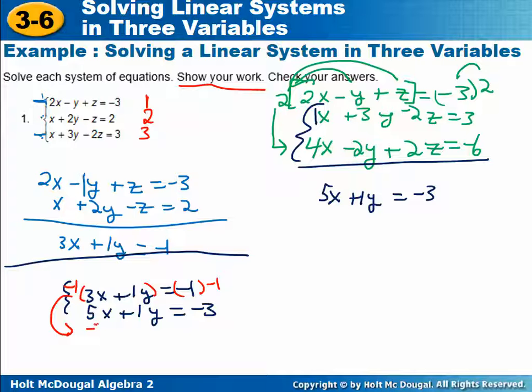That gives me negative 1 times 3x is negative 3x. Negative 1 times 1y is negative 1y. Negative 1 times negative 1 is 1. Now I'm going to add these two equations together. 5x minus 3x is 2x. Plus 1y minus 1y is gone. It's 0. Negative 3 plus 1 is negative 2. And then I divide both sides by 2, and I get that x is equal to negative 1. So x equals negative 1. I have my first variable solved for.